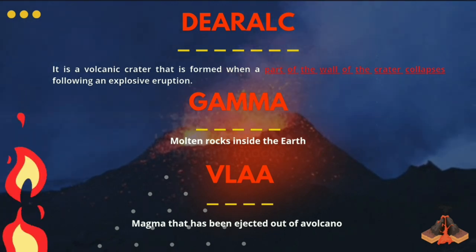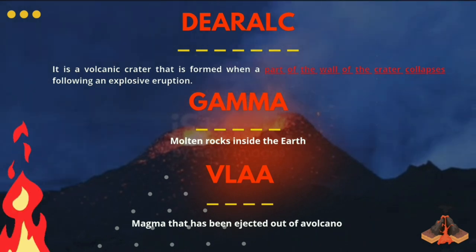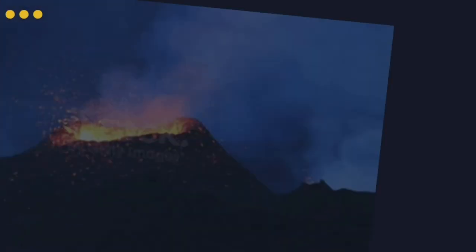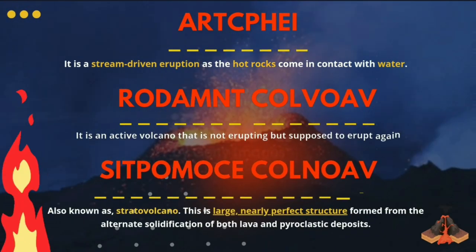Number 4, it is the molten rocks inside the Earth. Number 5, it is the magma that has been ejected out of a volcano. Number 6, it is the steam-driven eruption as the hot rocks come in contact with water. Number 7, it is an active volcano that is not erupting but supposed to erupt again.